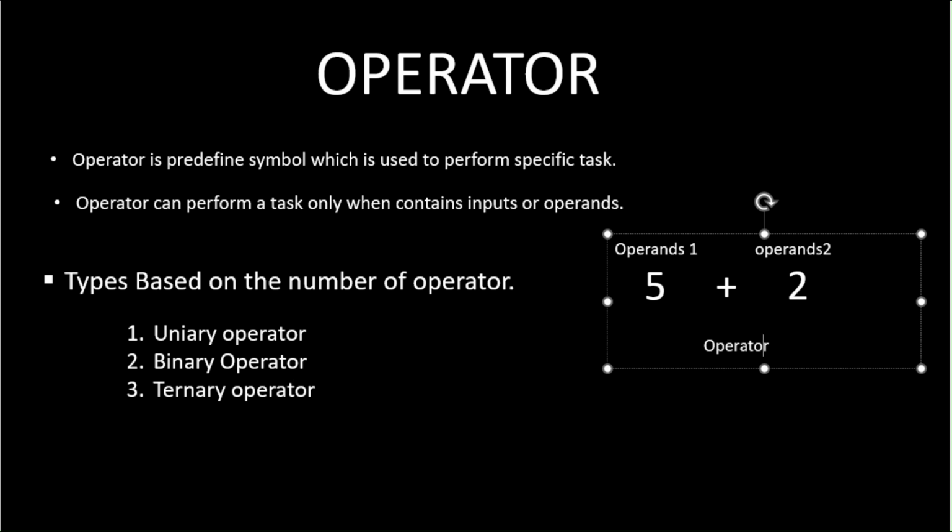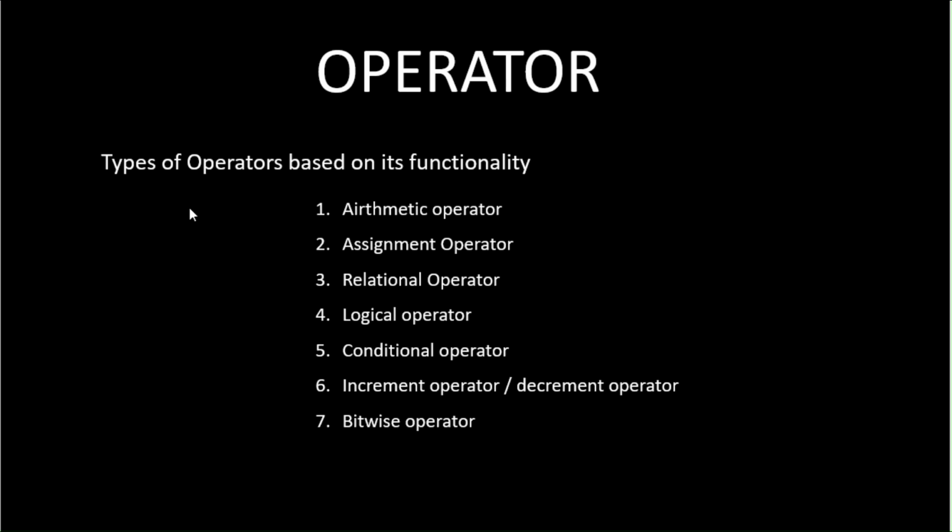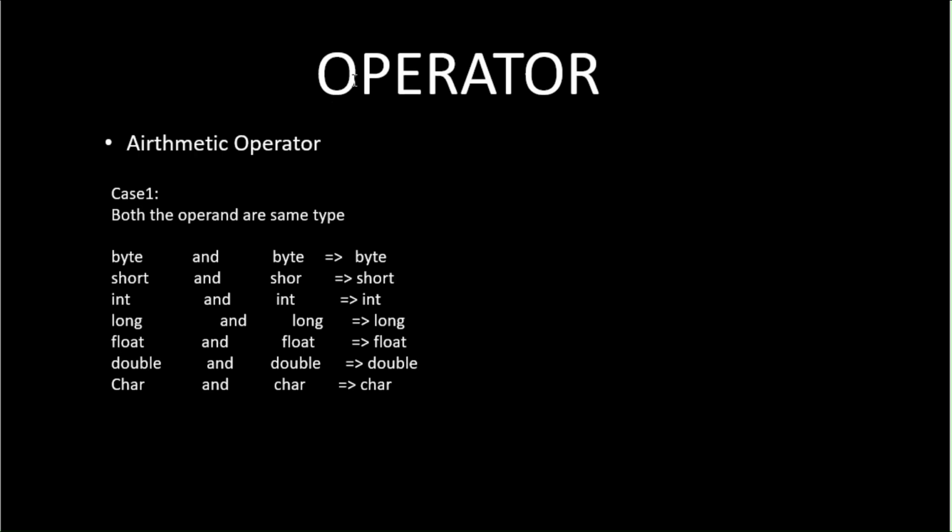And the next one is types of operators in Java, meaning types of operators based on their functionality. So we have seven types of operators: arithmetic operators, assignment operators, relational operators, logical operators, conditional operators, increment and decrement operators, and bitwise operators. Let's discuss them one by one. So the first one is arithmetic operators.